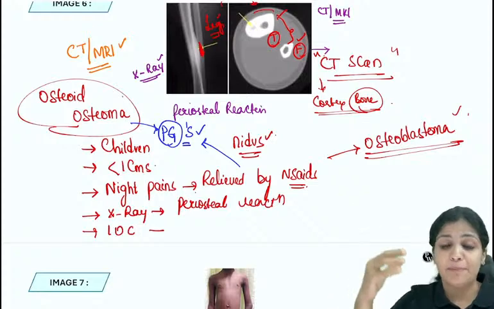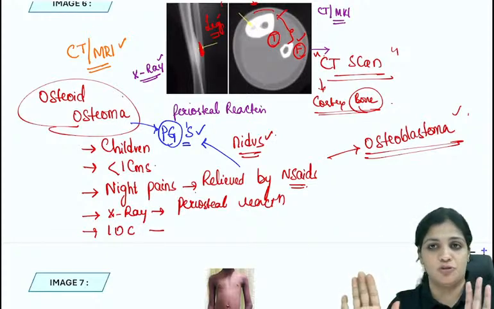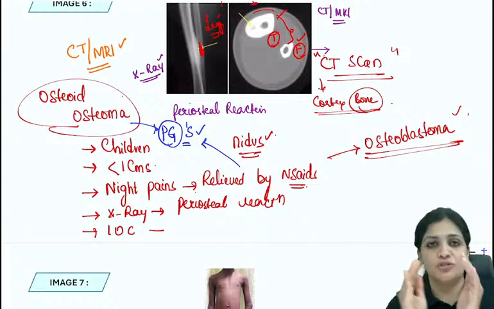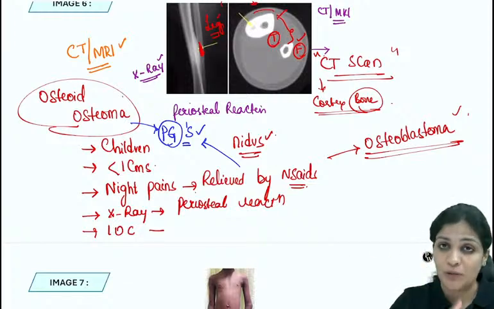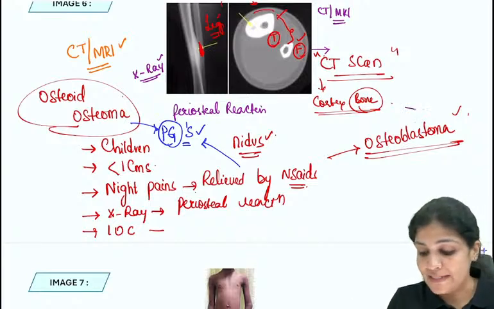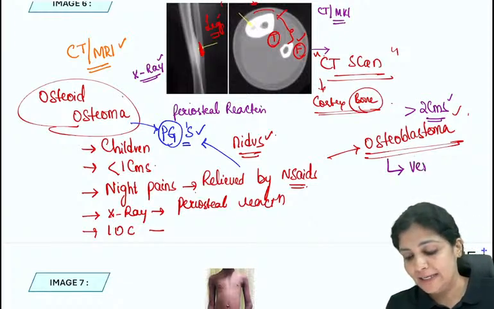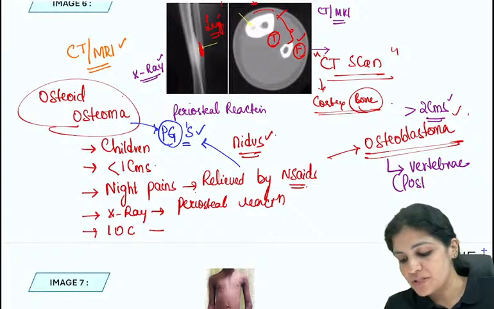One more similar option is your osteoblastoma. It is just similar to osteoid osteoma, where this also presents with a nidus and also occurs in children. But what is the only difference? In osteoblastoma the nidus is more than 2 centimeters, and usually osteoblastoma is seen in the vertebrae, and that too in the posterior elements.